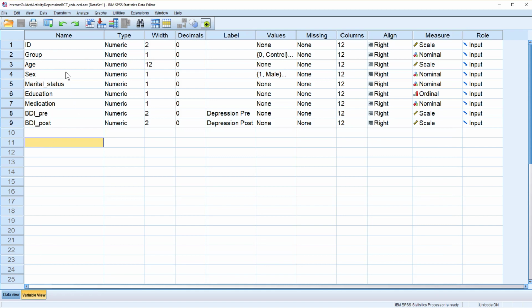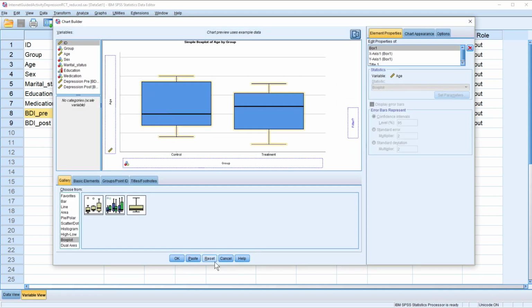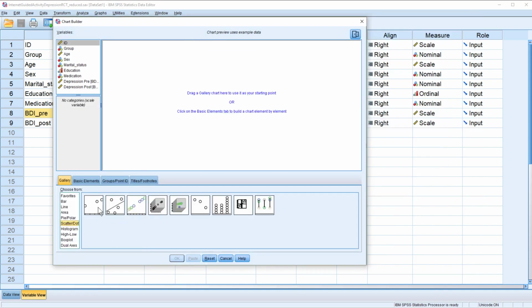So I've gone through some of these ones to illustrate what we would do with two continuous variables. Let's stay with age actually, and let's have a look at the pre-depression scores. What we might be interested in is, is there any pattern of these depression scores over age? So I'll open up the chart builder and let's have a look at a scatter plot.